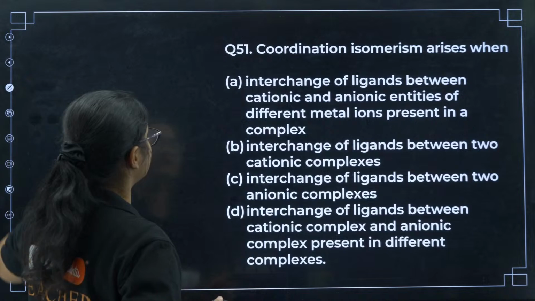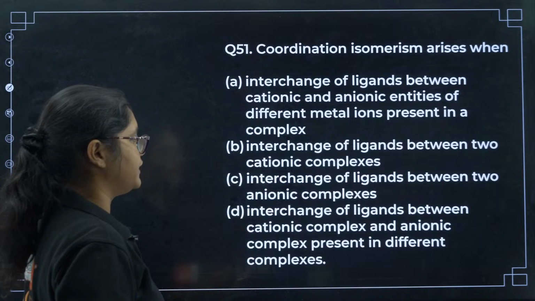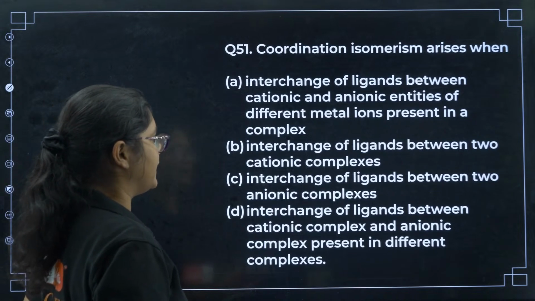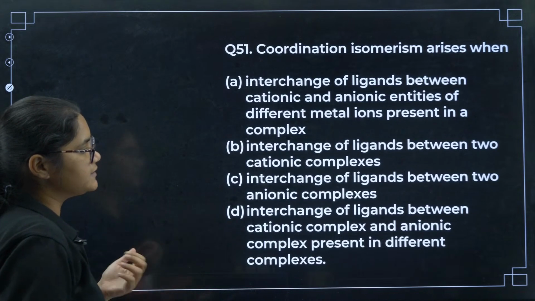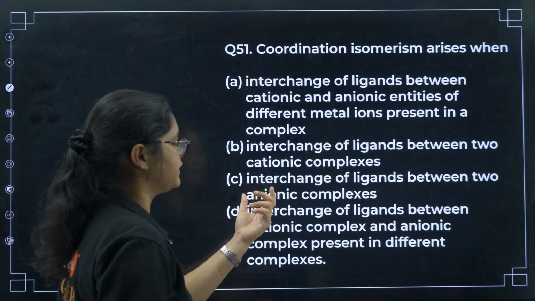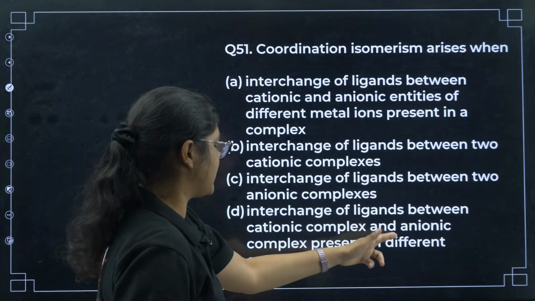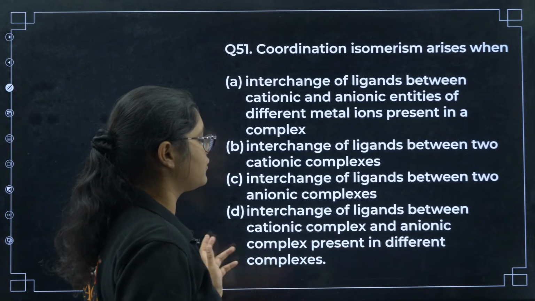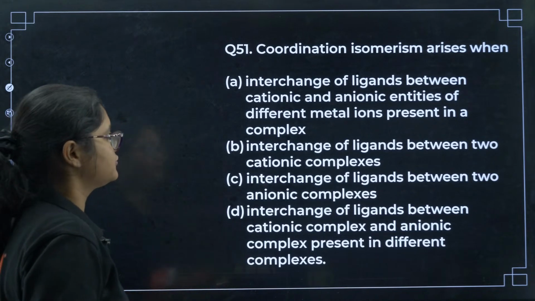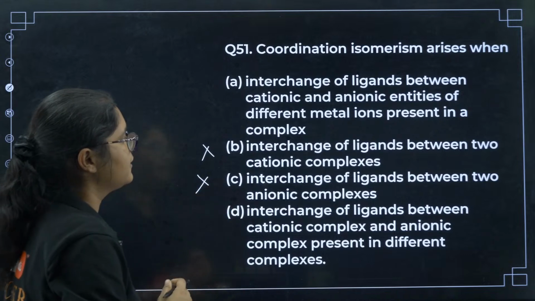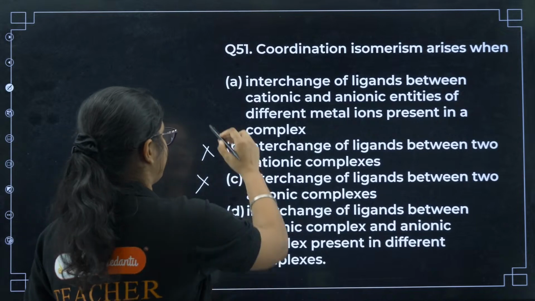Ambidentate ligand discussed. Next, coordination isomerism arises when interchange of ligands between cationic and anionic entities of different metal atoms present in a complex, interchange of ligands between the cationic complexes, interchange of ligands between anionic complexes, interchange of ligands between cationic complex and anionic complex present in different complexes. Yes, interchange of, so these two all of you can eliminate, right? So is it A or D? Yes, A is the correct answer.